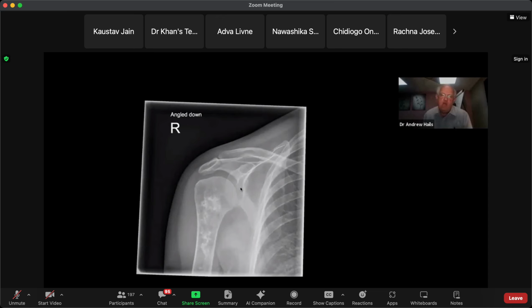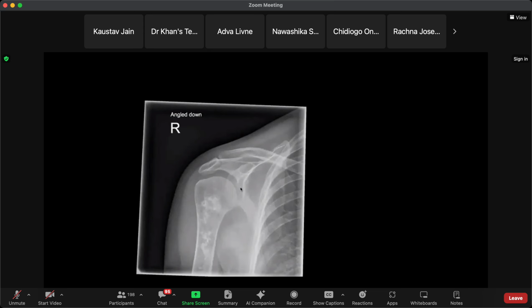Now, if you were to find this in your plain film reporting pile, what would you say about it? So I think this is on the frontal radiograph of the right shoulder. I can see there is a lesion in the proximal right humerus, which has got a ring and arcs configuration of calcification, has no surrounding periosteal reaction, no soft tissue mass. It has a narrow zone of transition. So my most likely diagnosis would be an enchondroma.